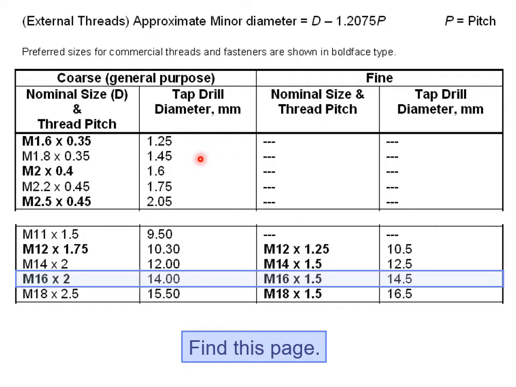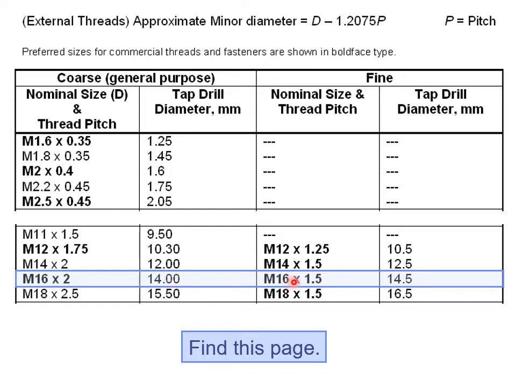Okay, so this is a table that you'll find in the back of your textbook. So find this page in the index area. Again, this is the table for metric form, and we're using millimeters. Let's take a look at M16 by 2. M tells us metric form. 16 is the diameter, so major diameter is 16 millimeters. And by 2 tells us the pitch. That's the distance between the threads for coarse thread, so a general purpose thread. And for the tap drill, to drill that hole, we would use a 14 millimeter diameter tap drill.